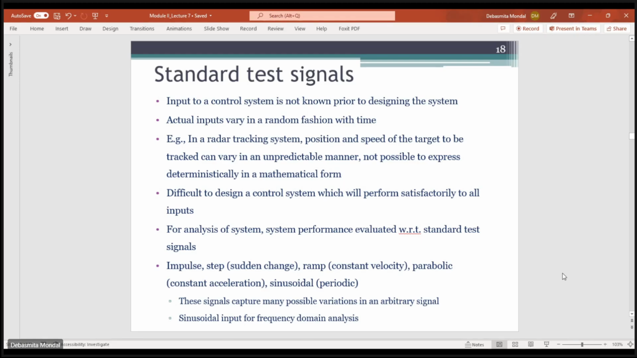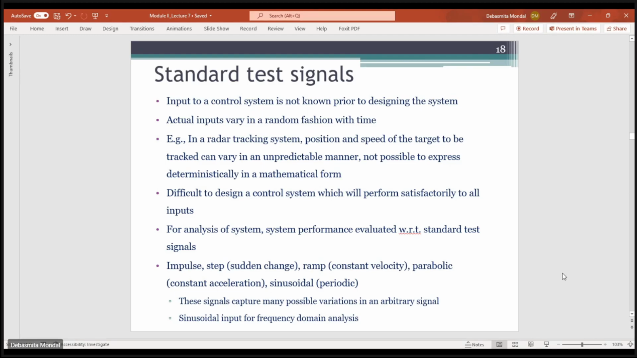So what we need to do is design the control system in such a way that it will perform well. Ideally it is difficult to design a control system which will perform satisfactorily for any kind of input which is provided. That is not practically feasible. So at best, what we can do is design a system and evaluate the system performance with respect to a fixed set of standard test signals.